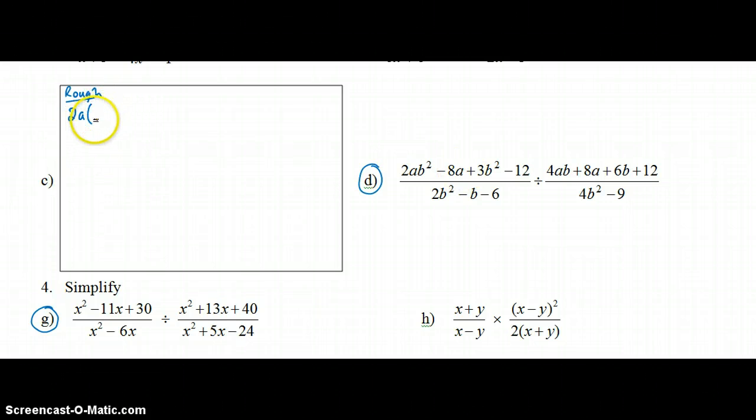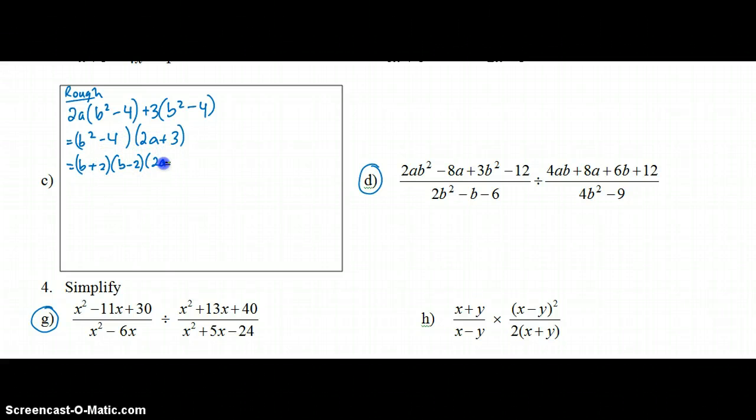So I'm taking 2 out of the first pair of terms and a 3 out of the second pair of terms. The brackets match. You can see it's a difference of squares, so we'll take care of that in a second. And 2a plus 3 is left behind. b plus 2, b minus 2, and you don't even have to bother to write it here. You can just put it right into the question, because that's what our next step is going to be.